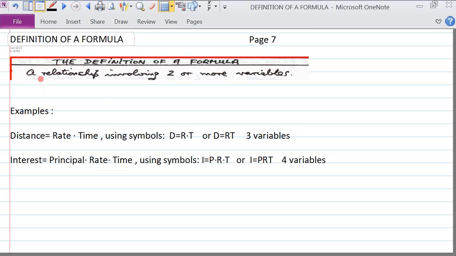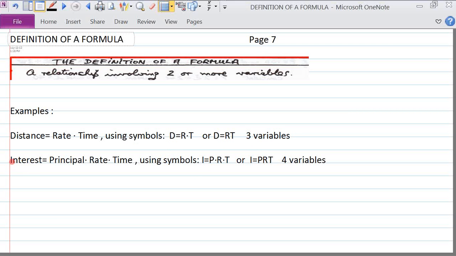The definition of a formula is a relationship involving two or more variables. For example, you may be familiar with the formula distance equals rate times time. We might use the symbols D for distance, R for rate, T for time, and the equation is D equals R times T, which we usually write as RT, and there are three variables in this equation. So D, R, and T.